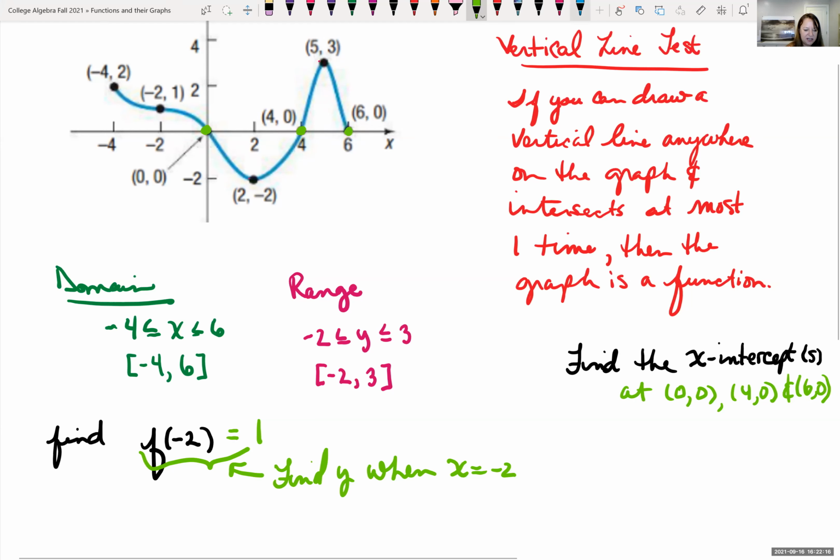And then the y-intercepts. Well, if we look at this, the y-intercept is where it's crossing the y-axis, and in this case, there's only one spot touching the y-axis. There's only one spot, which is at 0, 0.